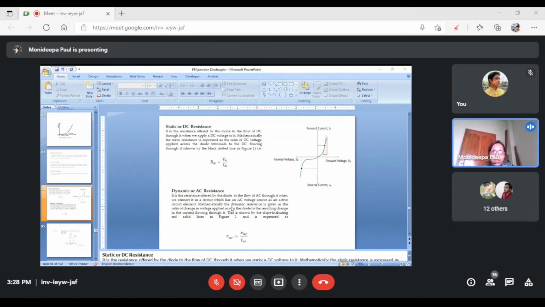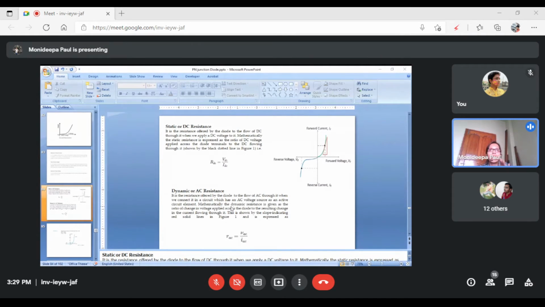Similarly, what is the AC resistance? AC resistance means if we apply an AC voltage to the diode, then we get the resistance. This is called AC resistance. But a diode is always operated in forward bias condition. AC does not have a fixed positive terminal or a fixed negative terminal. In India it is 50 cycles per second, and each second the positive terminal changes to the negative terminal. So during the positive half only, current flows through the diode, and in the negative half it is restricted.